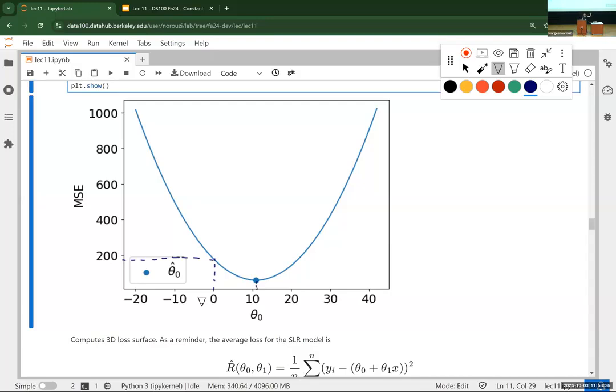And I care, again, less about what value of loss this corresponds to, but more about what is the theta 0 hat value. It looks like it's slightly above 10. So we'll take a look at that number.